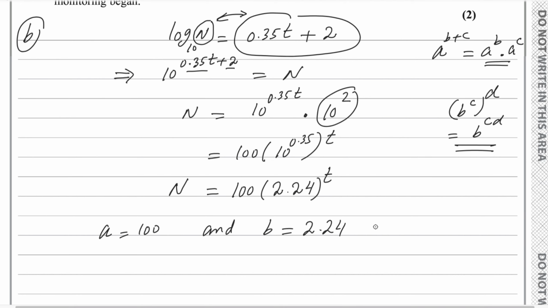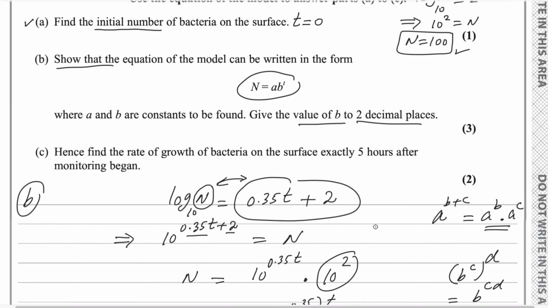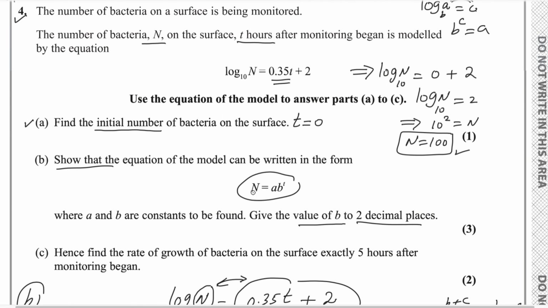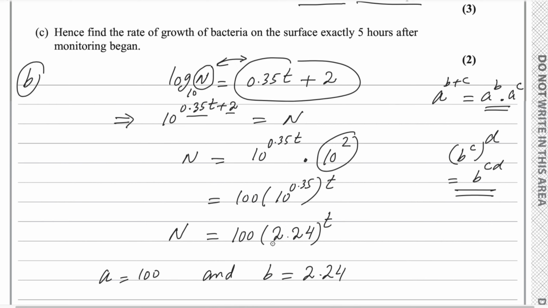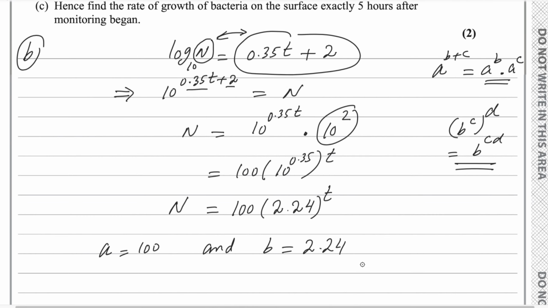Got it? Hopefully you will understand. This is very easy. We need to write our answer in this form, N equals a into b power t. So we got our result exactly like that. a is 100 and b is 2.24. So this is the answer of the second part.